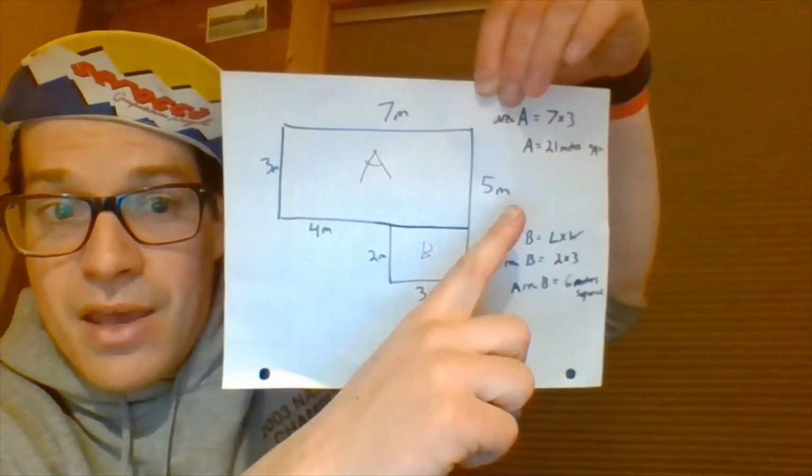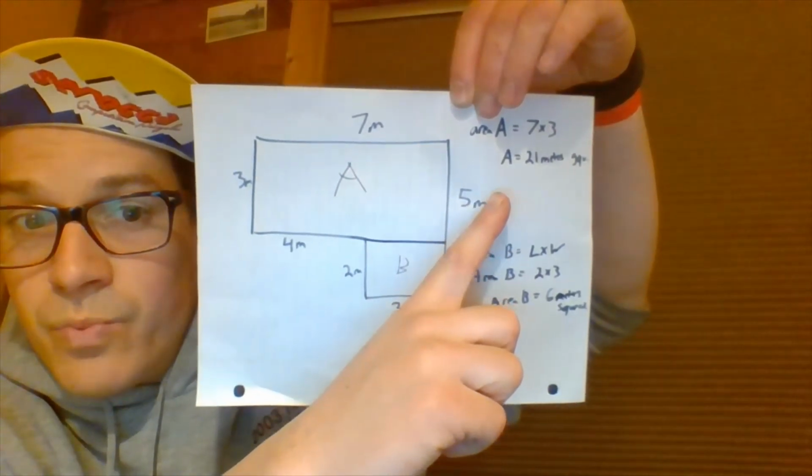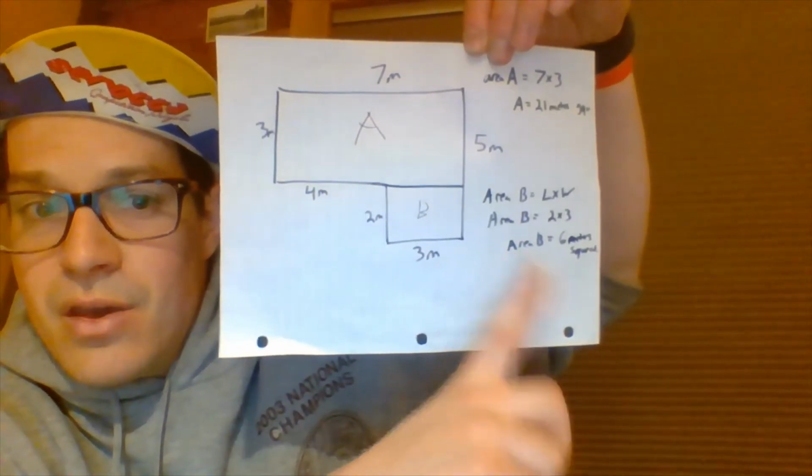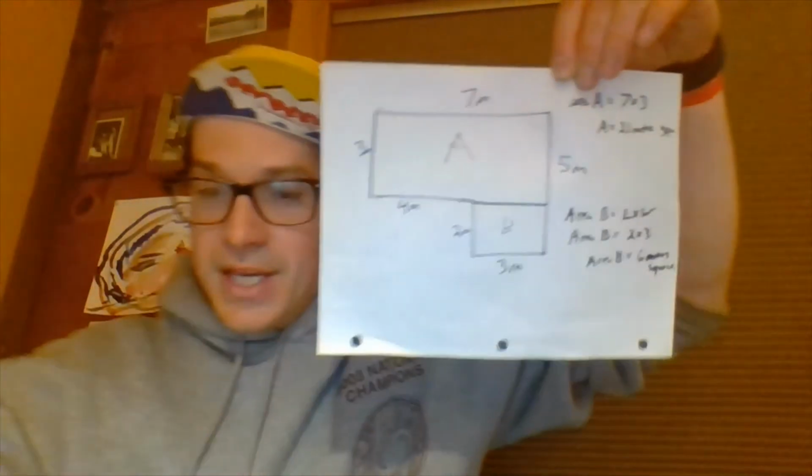So our area of A was 21 meters squared. The area of B was 6 meters squared. So all I do is put that together. 21 plus 6 equals 27 square meters. That's our final answer. That's an area problem, area of a composite shape.